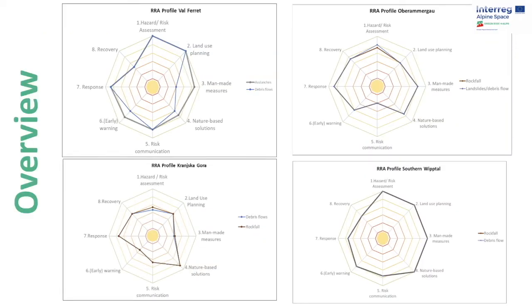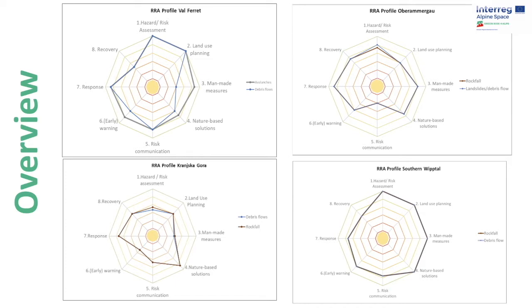In this slide, you can see the 4 different risk management profiles generated through the rapid risk appraisal in the 4 different study areas analyzed. So the bigger the polygon, the more the experts identified the different risk management practices as best practices. The more the points are towards the inner side of the spider chart, the more the points of improvement that were identified by the experts for each risk management practice.